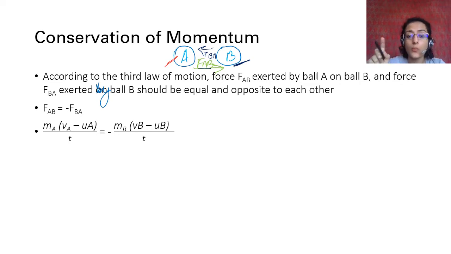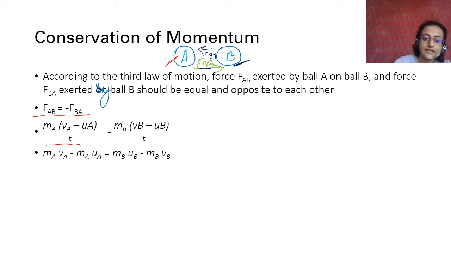Otherwise you would say that since they are equal and opposite, they will cancel out. No, no, no. It doesn't become zero, right? Because they're acting on different bodies. So what happens is we get this formula: FAB is equal to minus FBA, right? Equal but opposite. So we get MA into (VA minus UA) upon T is equal to minus MB into (VB minus UB) upon T. We can cancel T, and then we open up the brackets. This is what we get: MA VA minus MA UA is equal to MB UB minus MB VB.